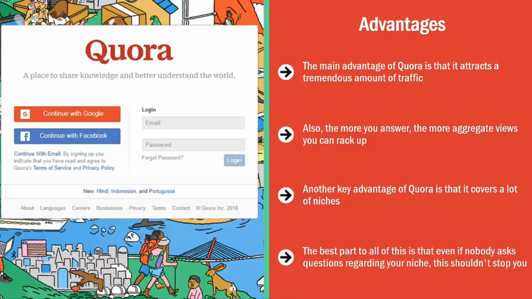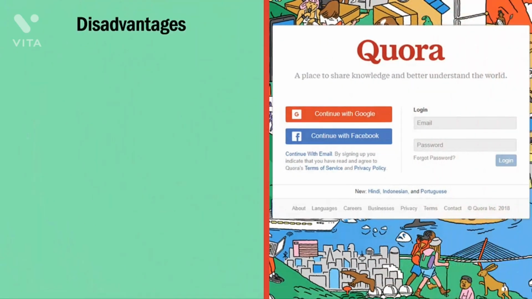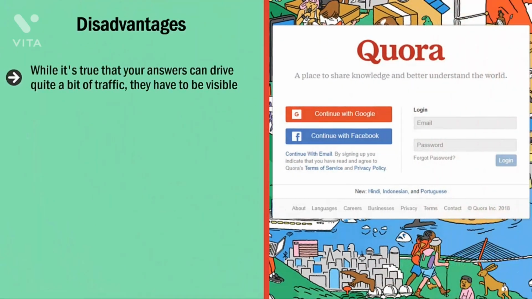The best part to all of this is that even if nobody asks questions regarding your niche, this shouldn't stop you. Why? You can hire a virtual assistant from places like congoplus.com to post niche-related questions for you. You then look them up and answer in a non-spammy way with your 3-layer content system. Disadvantages. While it's true that your answers can drive quite a bit of traffic, they have to be visible.